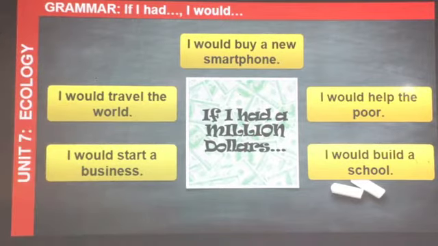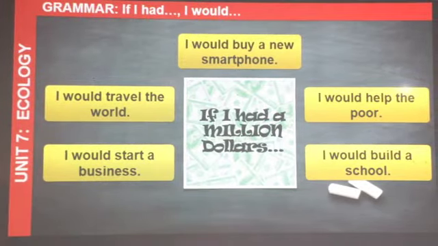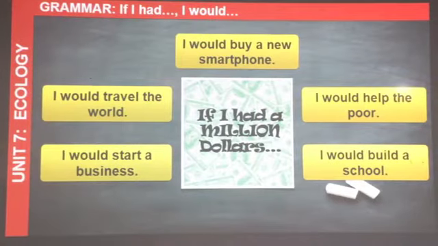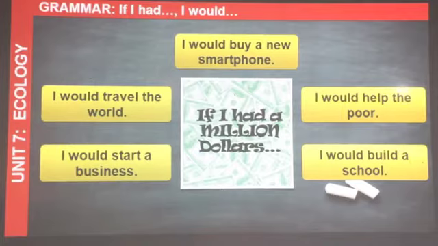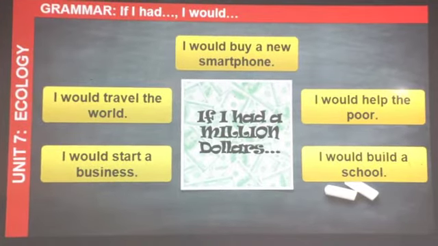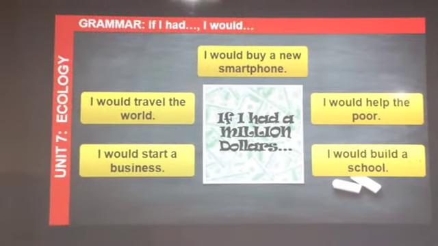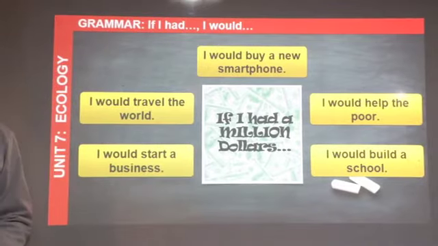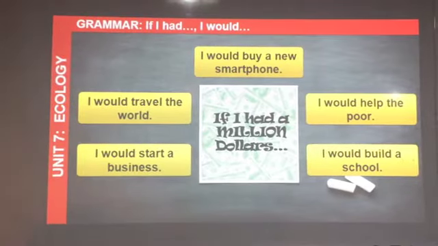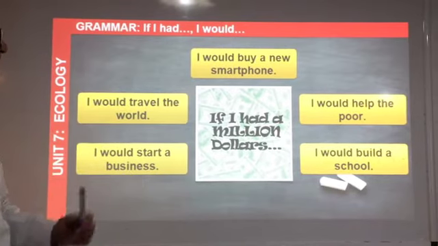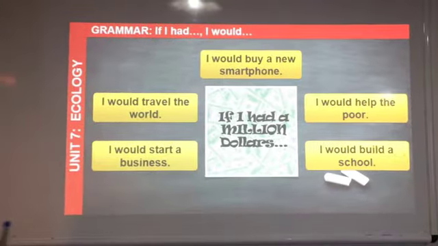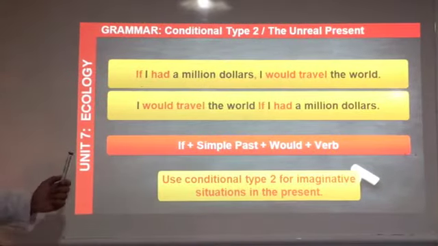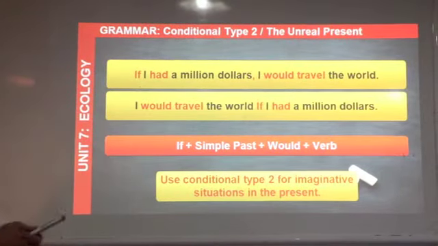All right. If they had $1 million, they would travel the world. That's nice. The last sentence: if I had $1 million, I would start a business. What kind of business? All right, so if I had $1 million, think about it seriously.